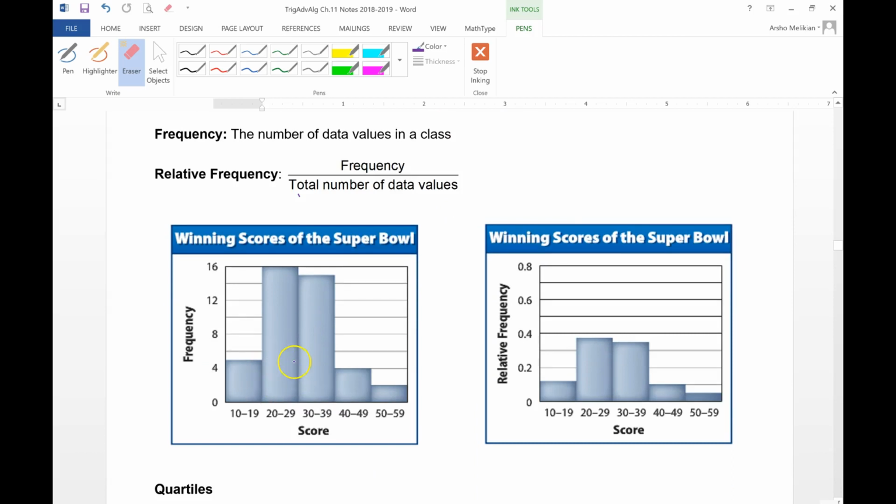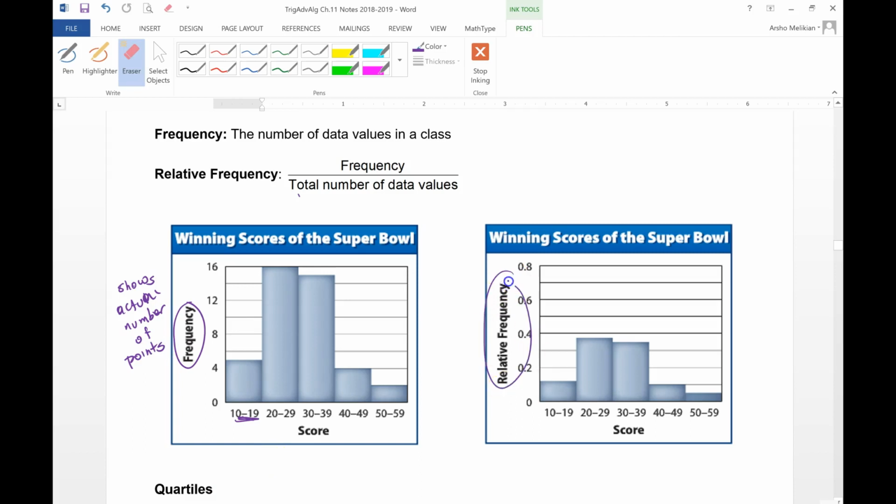So take a look here. That's a frequency. These are the classes: 10 to 19. How many were in 10 to 19? 5. How many were from 20 to 29? 16. How many from 30 to 39? That many, and so on and so forth. So when you look at the frequency, this shows the actual number of scores, like 5, 6, 16, and so on.